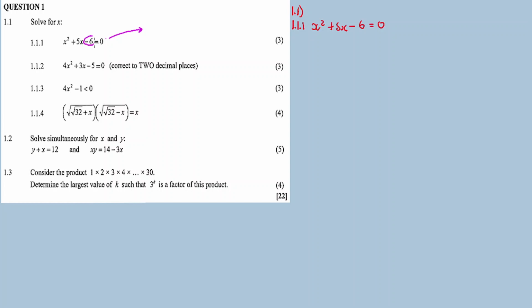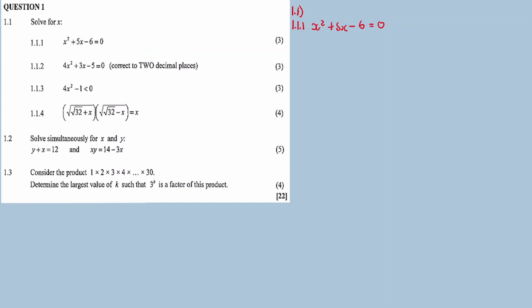I want two numbers that when multiplied give me minus 6, and when added give me plus 5. Minus 6 times plus 1 gives me minus 6, and minus 6 plus 1 gives minus 5. So definitely 6 must be positive and 1 must be negative, because when I add 6 and minus 1 I get plus 5, which is the middle term. 6 times minus 1 gives minus 6, which is our constant, minus 6.